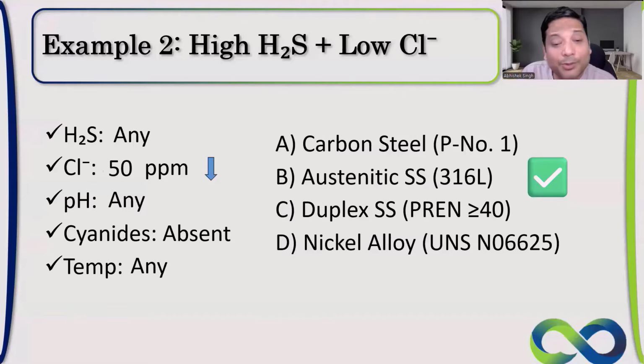Does it make sense? There is no limit on the partial pressure of H2S. There is no limit on the pH. There is no limit on the temperature. If my chloride content is less than 50 ppm, I can use stainless steel at any H2S pressure, any pH value, or any temperature. Does it make sense to all of you?